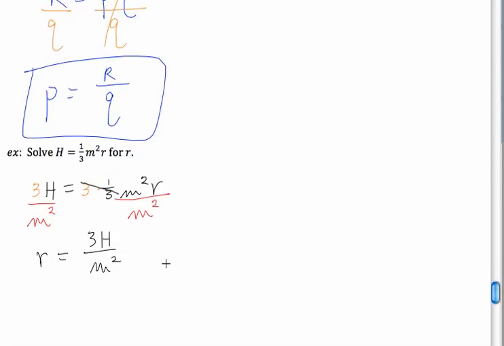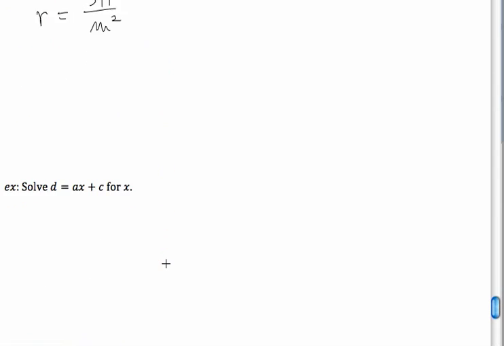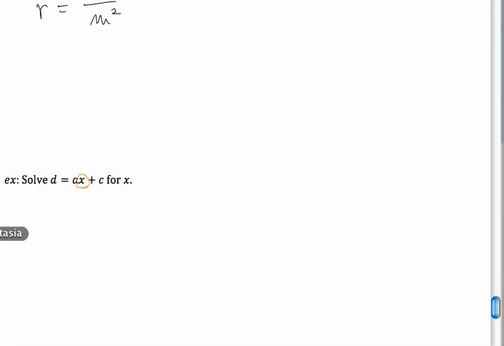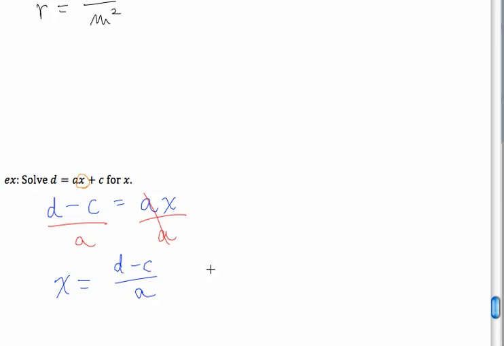Okay, let's do one last example here. Solve d equals ax plus c for x. So it's just like a linear equation we've been doing. It just has variables instead of all numbers. Okay, so we want to solve for x here. So I'm going to start by moving the c to the other side by subtracting c from both sides. That will give me d minus c equals a times x. And then if I divide both sides by a, I get x equals d minus c over a.